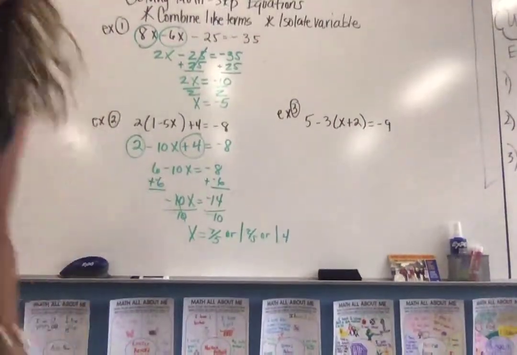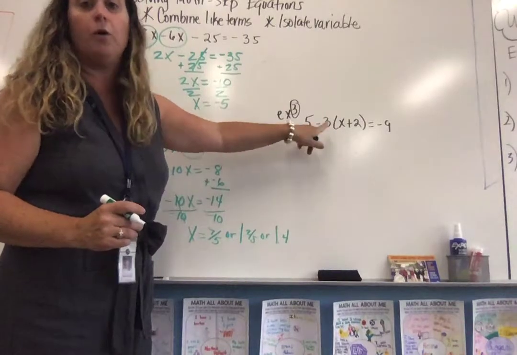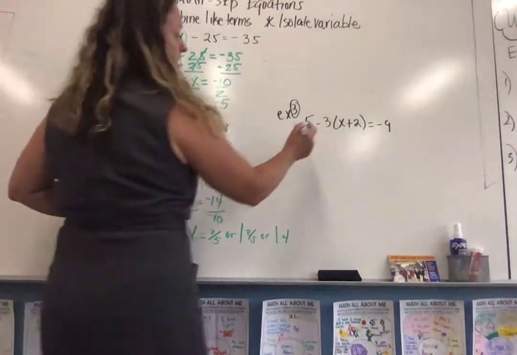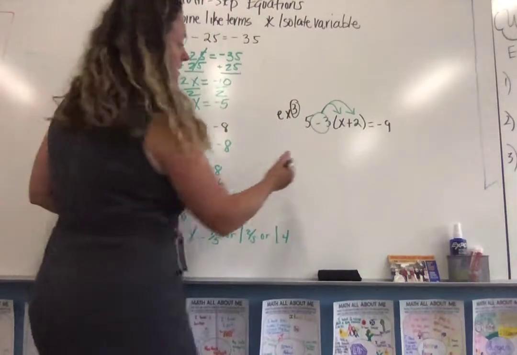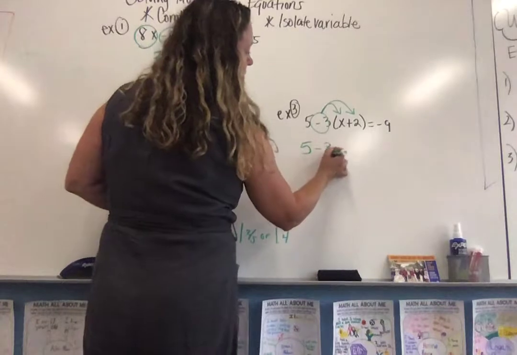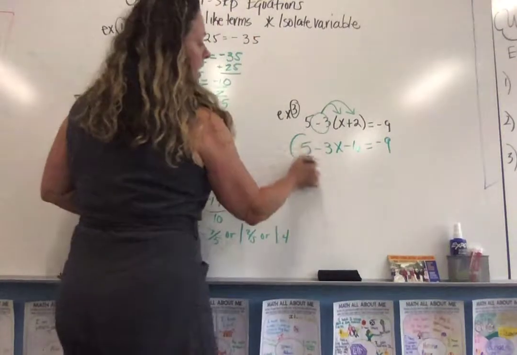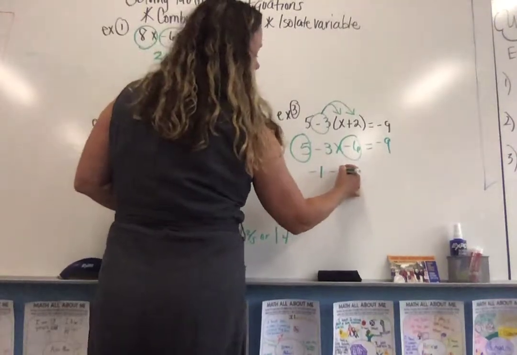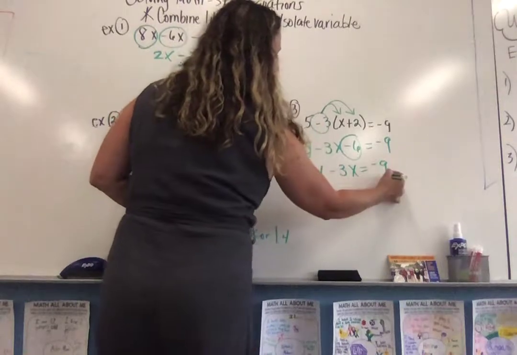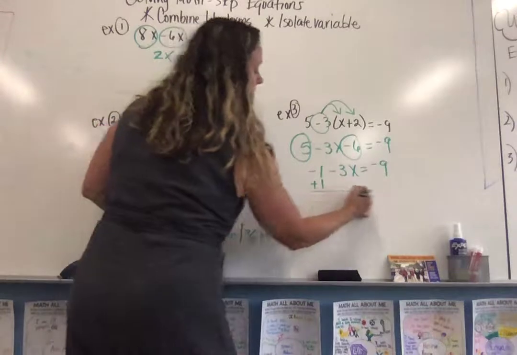All right, in my last example, example 3, I'm going to do the distributive property. This is a negative 3, or a minus 3, in front of the parentheses. So that negative 3 needs to be distributed to each term inside the parentheses. I have 5 minus 3x minus 6 equals negative 9. 5 and negative 6 are both like terms. Negative 1 minus 3x equals negative 9. Negative 1 and negative 9 are like terms, but I have to move them to the same side of the equation.